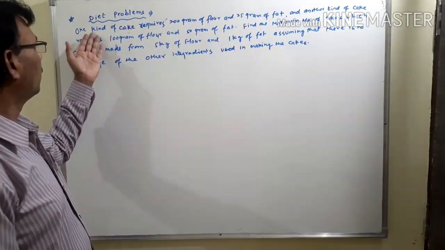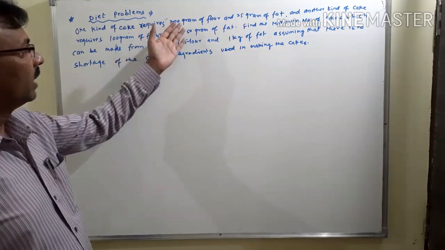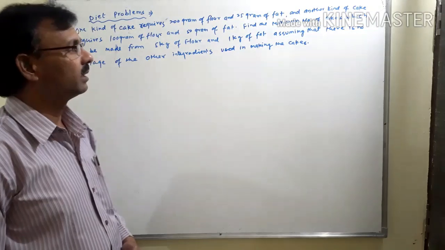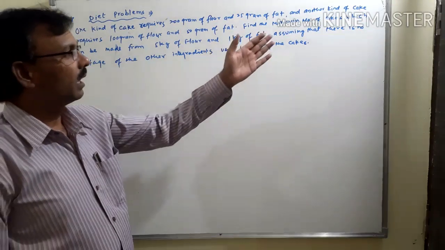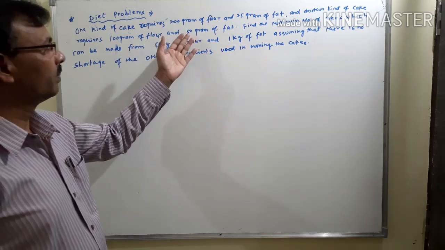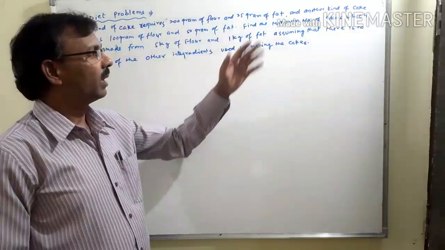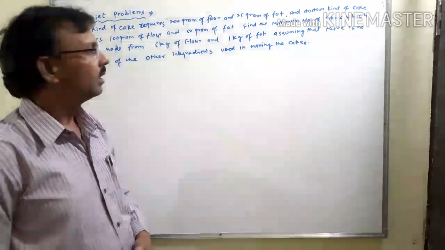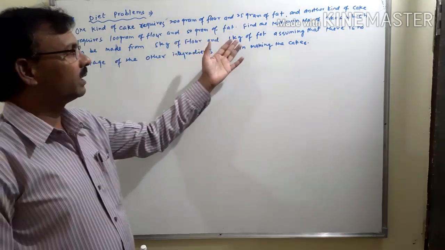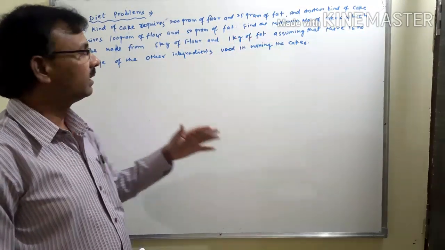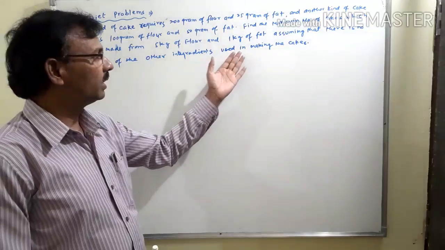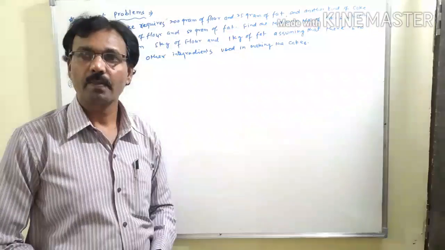Here the problem is: one kind of cake requires 200 gram of flour and 25 gram of fat, and another kind of cake requires 100 gram of flour and 50 gram of fat. Find the maximum number of cakes which can be made from 5 kg of flour and 1 kg of fat, assuming that there is no shortage of the other ingredients used in making the cakes.